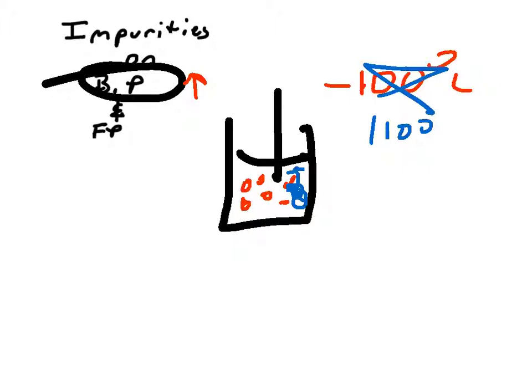And that would work for other liquids too. So, for example, we might add ethylene glycol to water and put it in our radiator. That way it doesn't boil as fast, etc.